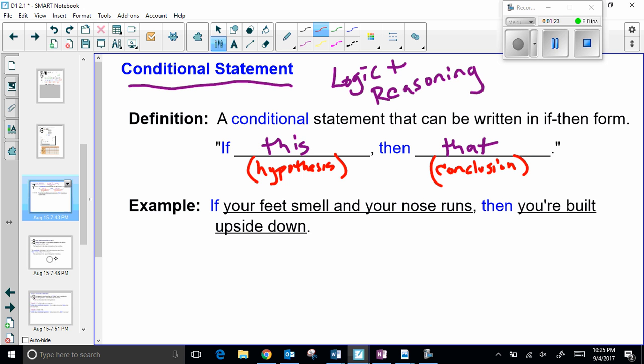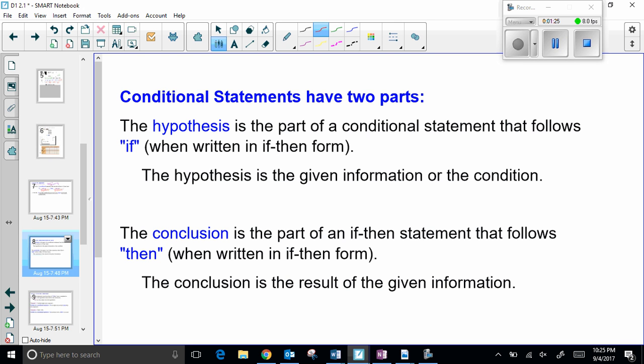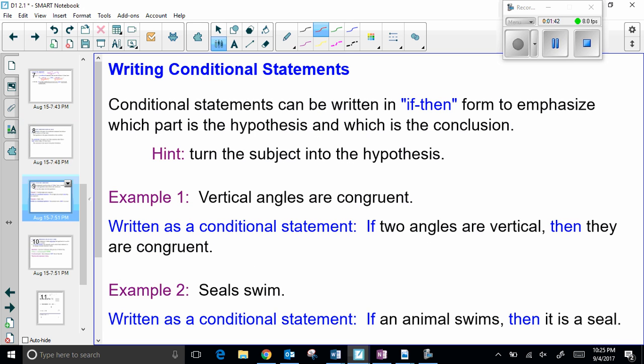Now, not all statements are really good ones. Sometimes people make these if-then statements, but they don't really work out. And so that's what this last section of the notes is about, making sure that the conditional statement is true, and if not, knowing how to fix it. So let's look at this next one about writing them.